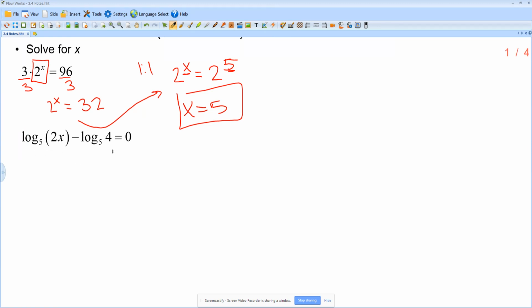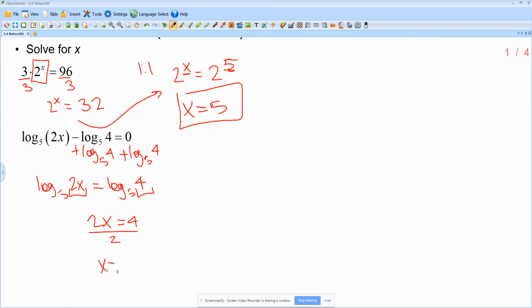Log base 5 of 2x minus log base 5 of 4. I'm going to add that log base 5 of 4 to both sides. So I get log base 5 of 2x equals log base 5 of 4. When I have two bases that are the same of two logarithms that are equal, then the argument of them must be equal. So 2x is equal to 4. Solving that then, dividing by 2, x equals 2. So, not too tough of examples.